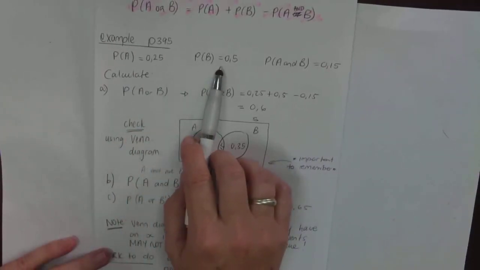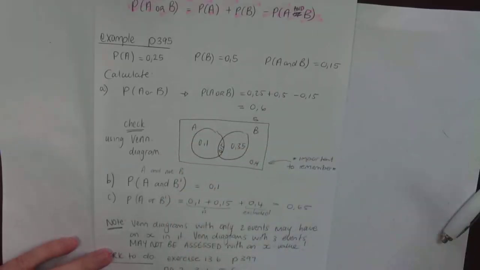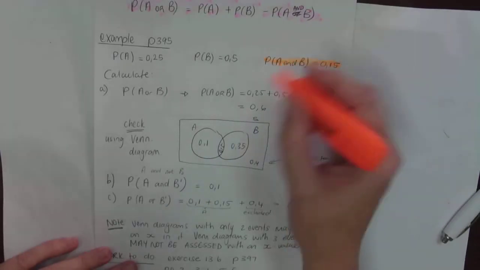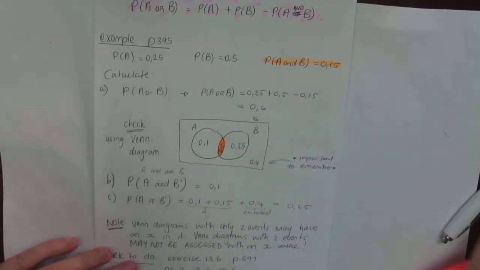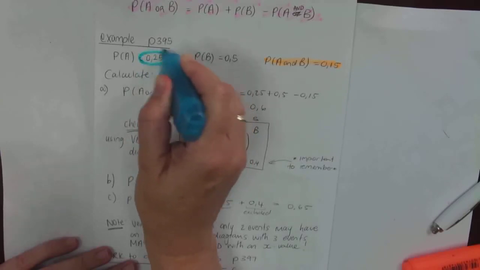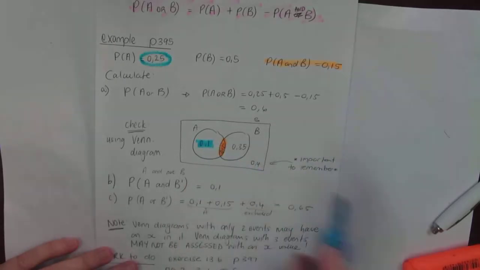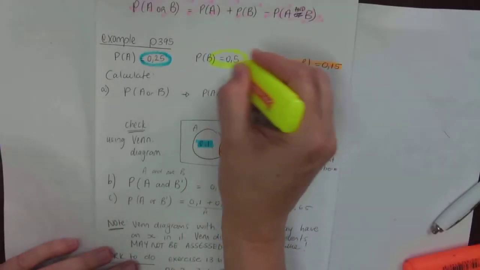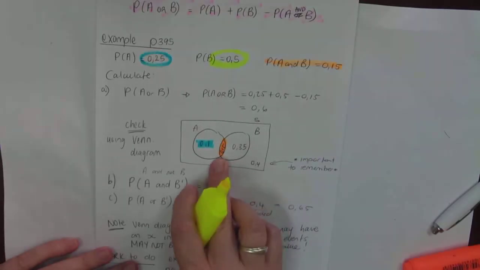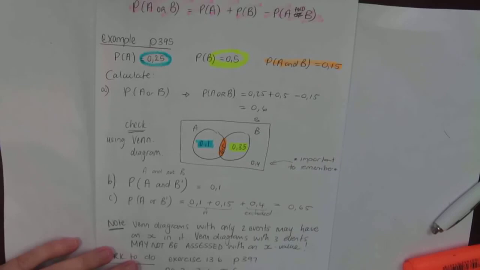A, the probability for B is 0,5, and the probability for A and B. So I always start in the middle. Now the total for A is 0,25. I already have 0,15, so I have 0,1 left. 0,5 for B, I already have 0,15, so I have 0,35 left.